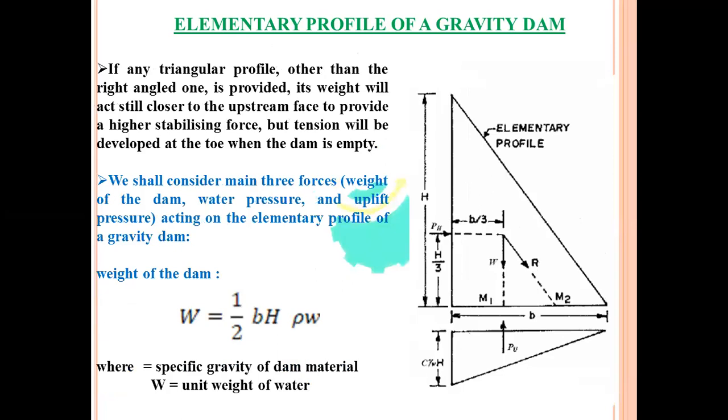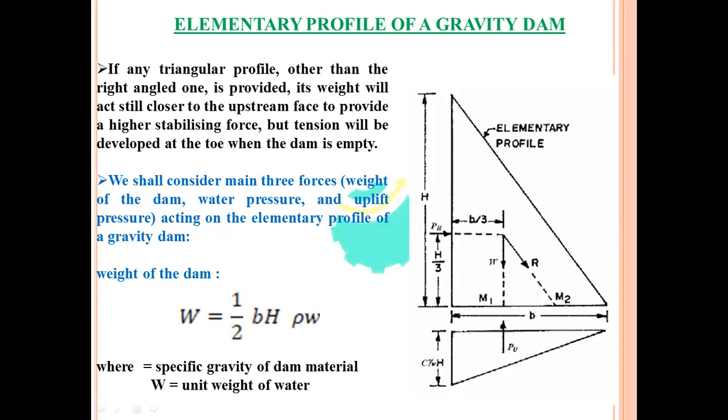Next. In any triangle profile other than the right angle one provided, its weight will act still closer to the upstream face to provide a higher stabilizing force. But tension will be developed at the toe when the dam is empty. So, this forming triangle is a right angle triangle, 90 degrees at the reservoir heel.